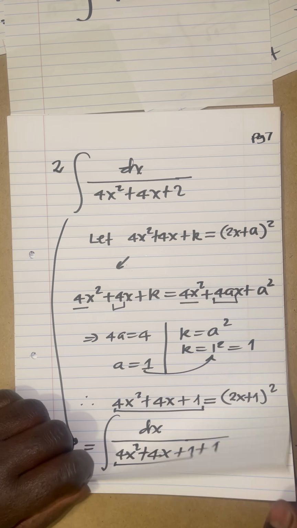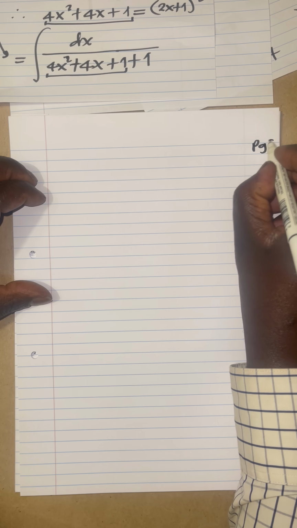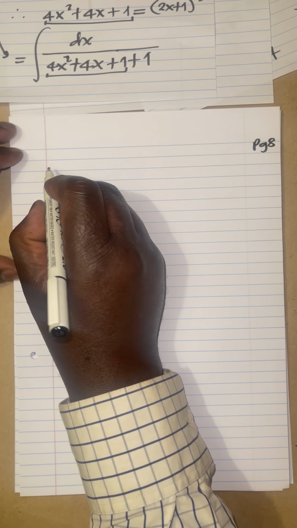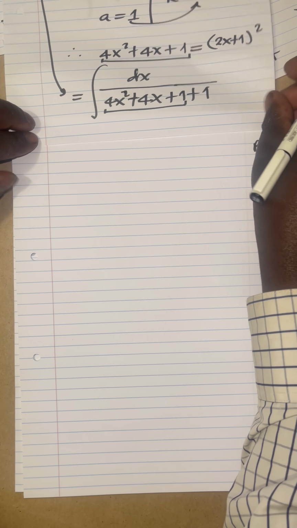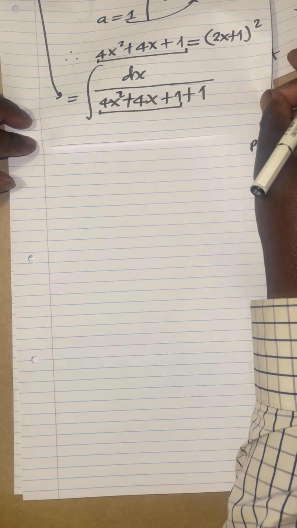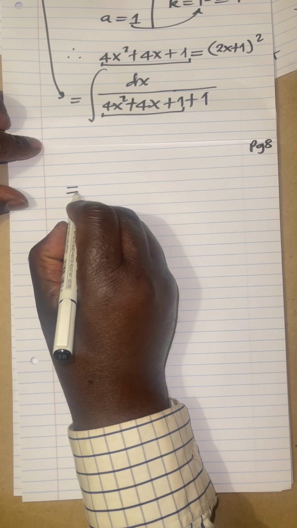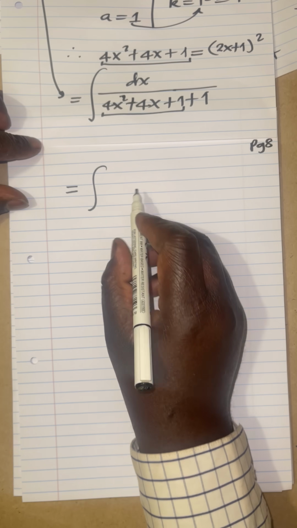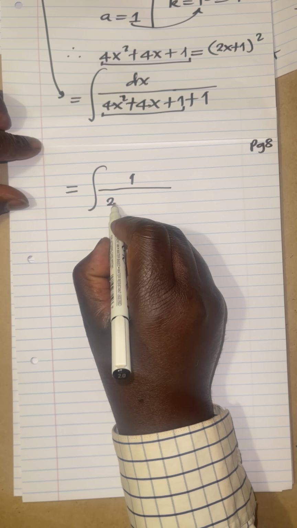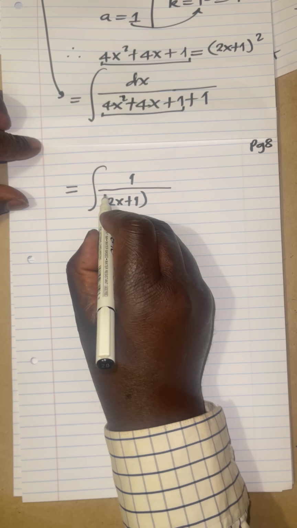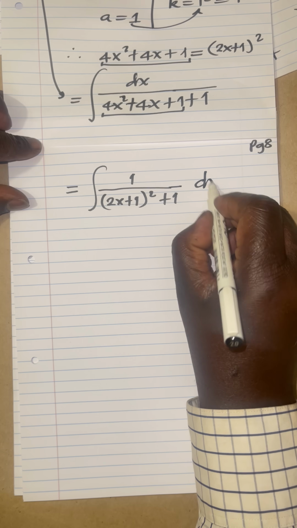So taking us to page 8. Page 8, what do we have now? We're saying that this integral now changes as follows. The integral is equal to the integral of, and I'm going to rewrite the whole thing, 1 all over 2x plus 1 all squared, and then plus 1, and then dx there.